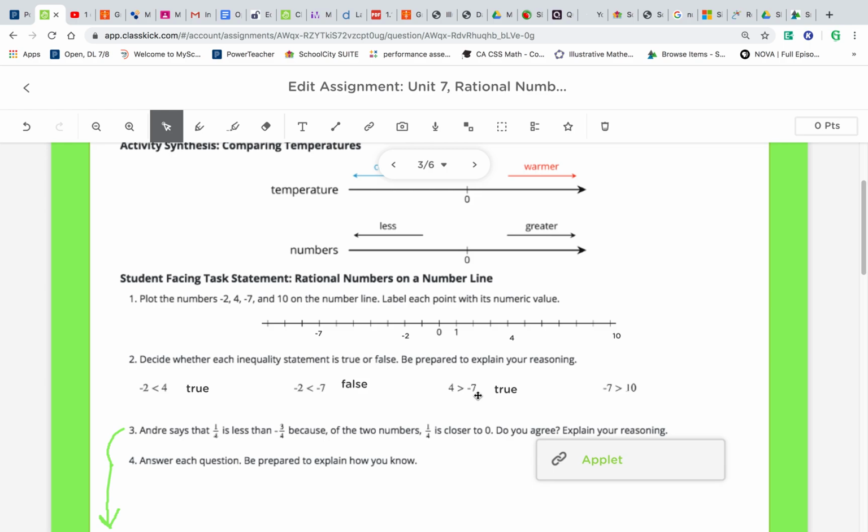This is -7. All right, and last one here in the list, we have -7 is greater than 10. Let's find those on the number line. Here's -7. Here's 10. Well, 10 is clearly way bigger, right? 10 is a positive number, and this is a negative number. 10 is bigger, so that means -7 is not bigger. This is a false statement.